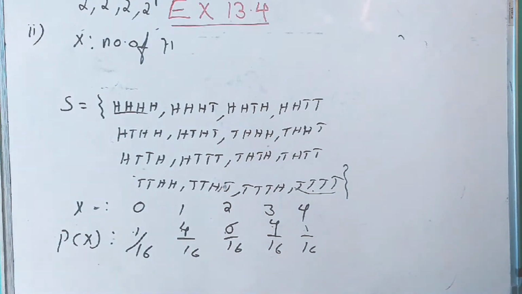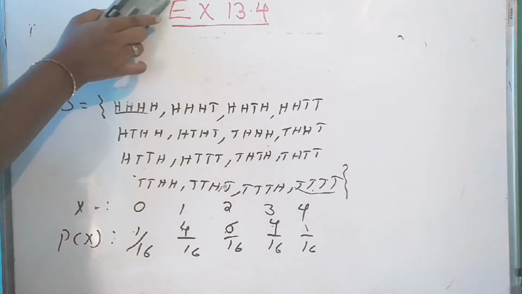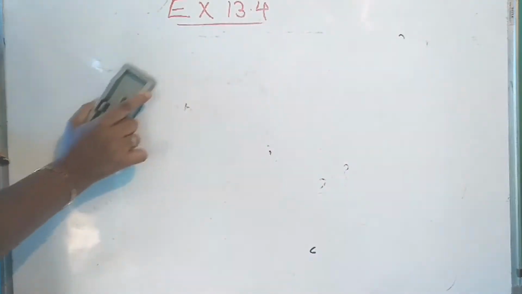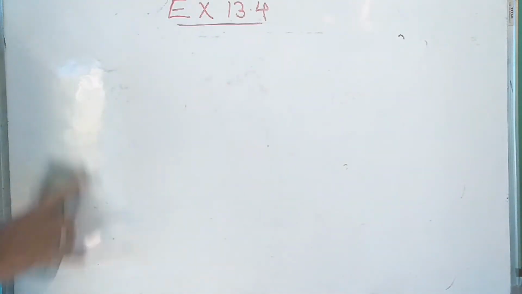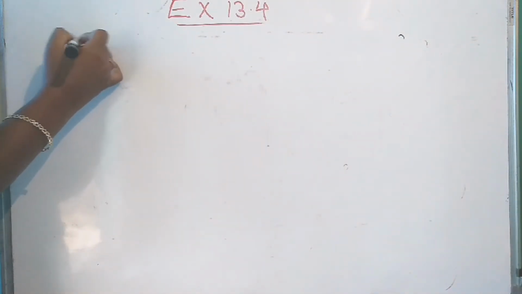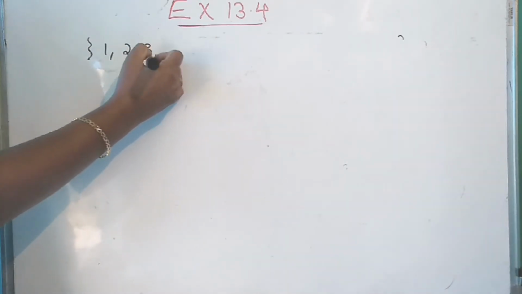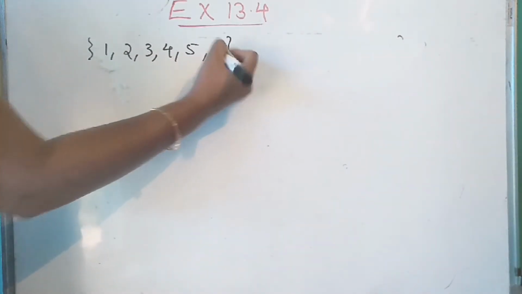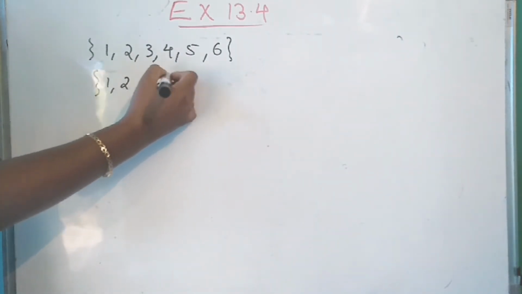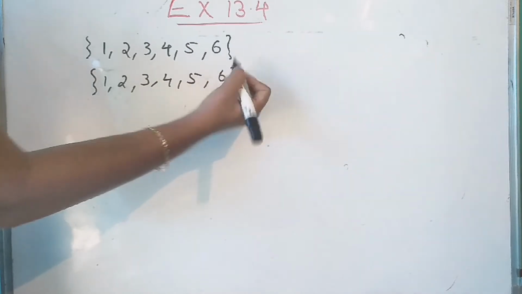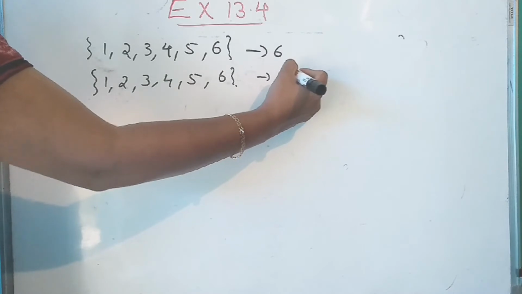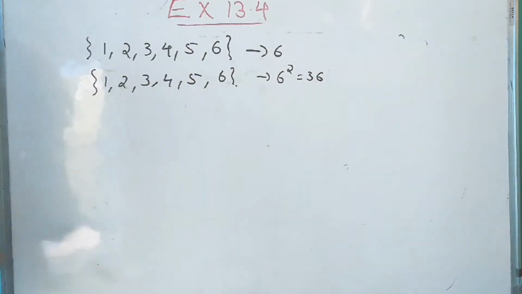2 tosses of a die, that is a very important question. We know that with a single throw of a single die, we will get 6 outcomes: 1, 2, 3, 4, 5, 6. If we throw that die 2 times, then we will have 6 times 6, that is 6 squared, 36 outcomes.